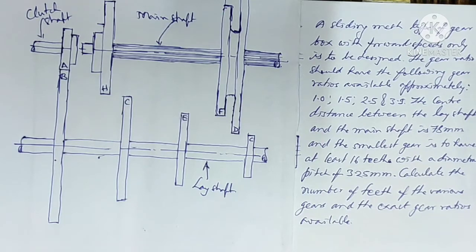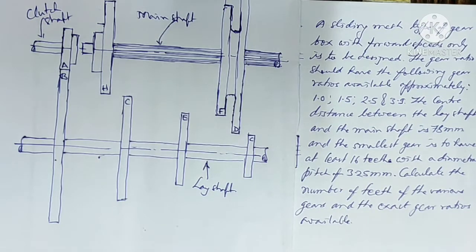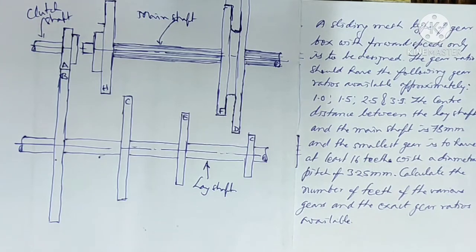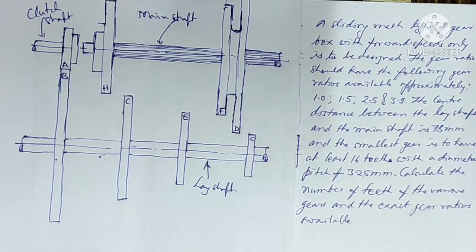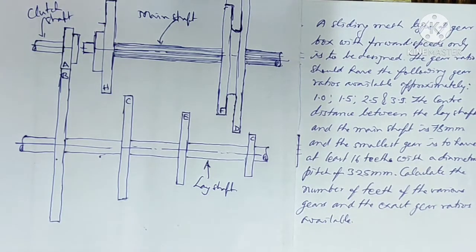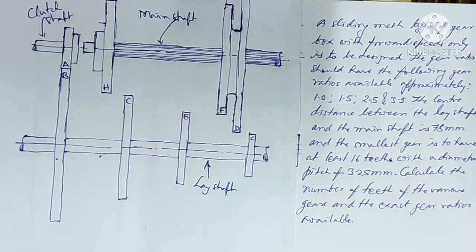In this case, we are given a sliding mesh type gearbox, and the 4 gear ratios are given. Approximately these gear ratios we should get, and it is given that the lay shaft and the main shaft have a center distance of 78 mm, and the smallest gear should have at least 16 teeth, and the diametral pitch is 3.25 mm. We have to calculate the number of teeth in each gear, and then find out the exact gear ratio we are getting.